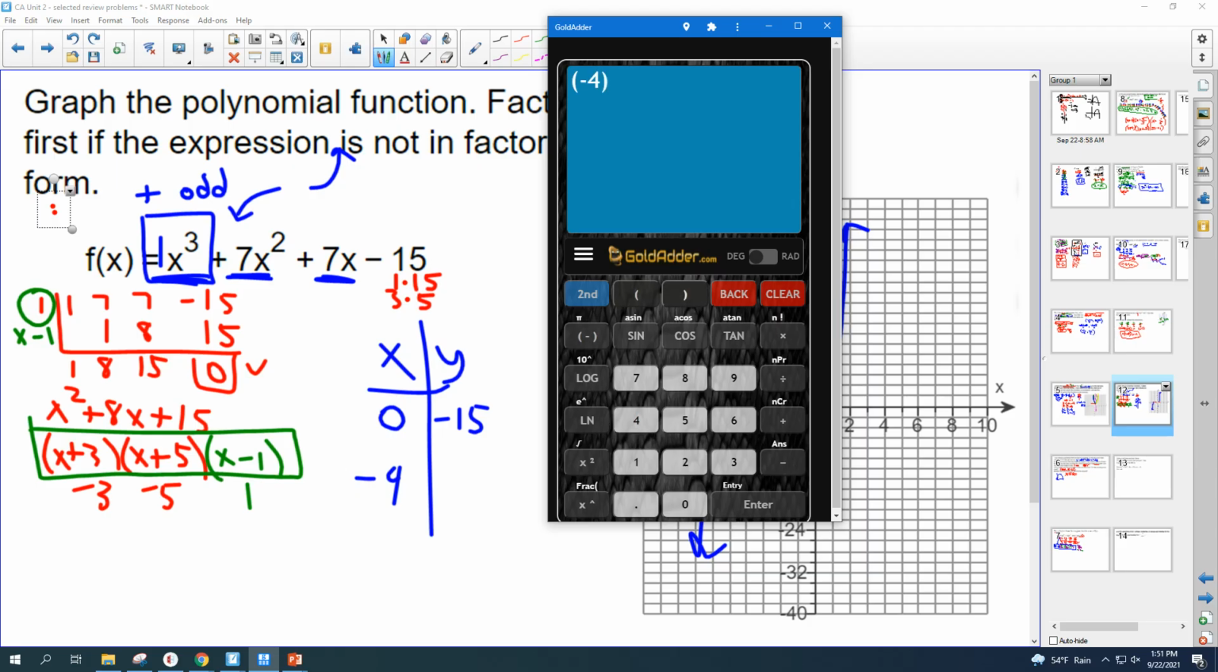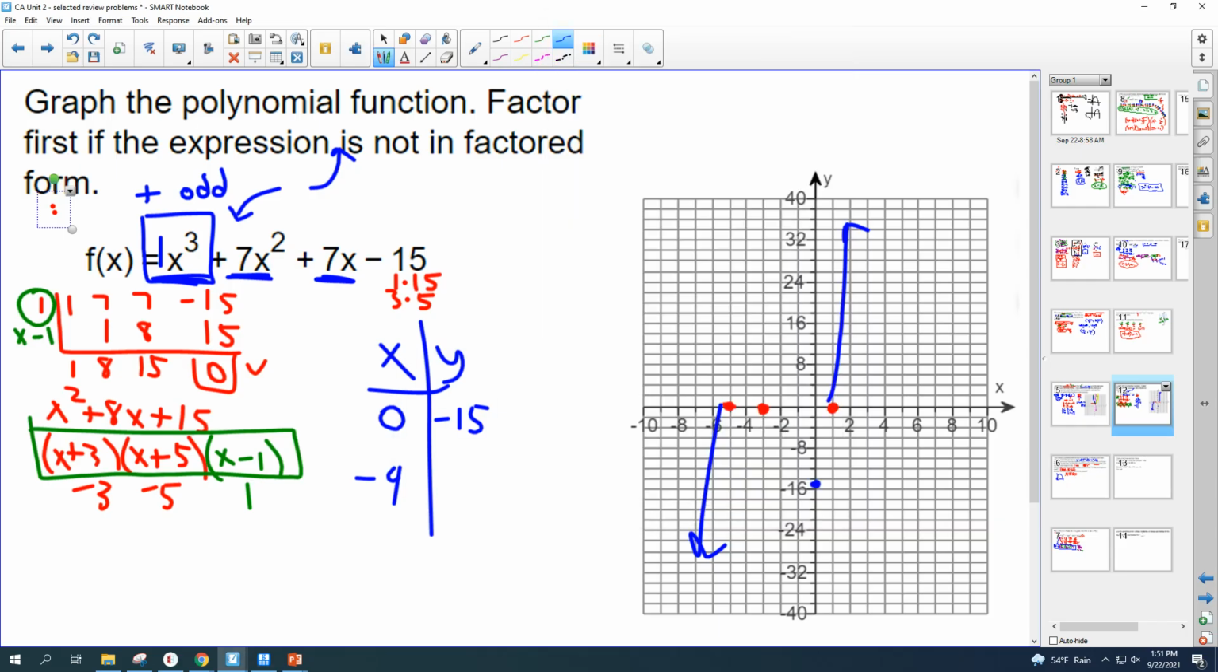Got -4 to the third plus 7 times -4 squared plus 7 times -4 minus 15 is 5. Plug in -4, get 5. That's going to be like right there. That's probably good enough. That might not be perfect, but that's a decent idea of what that graph looks like. If you want more info, you're going to plug in like -2 and -1 and see more points.